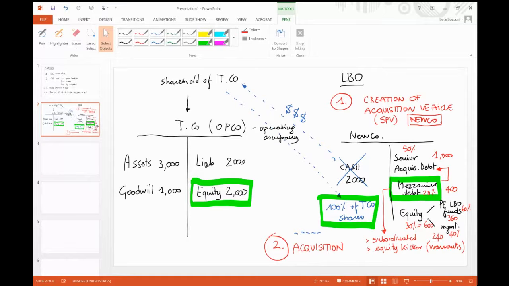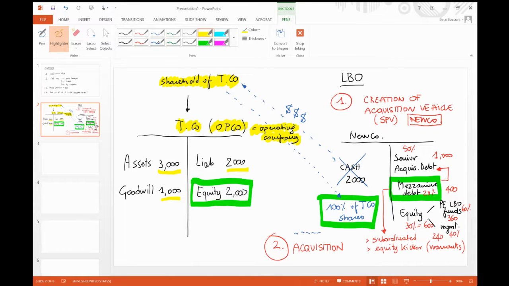The idea was that an existing company called TICO, that we defined as the operational company, so the company that really is the target of the acquisition, is owned before the LBO by a group of shareholders that are willing to get rid of this company. And this company has been assessed having a value, the fair value of the assets, of 3,000, a goodwill which has been estimated to be 1,000, and existing liabilities of the TICO company of 2,000.